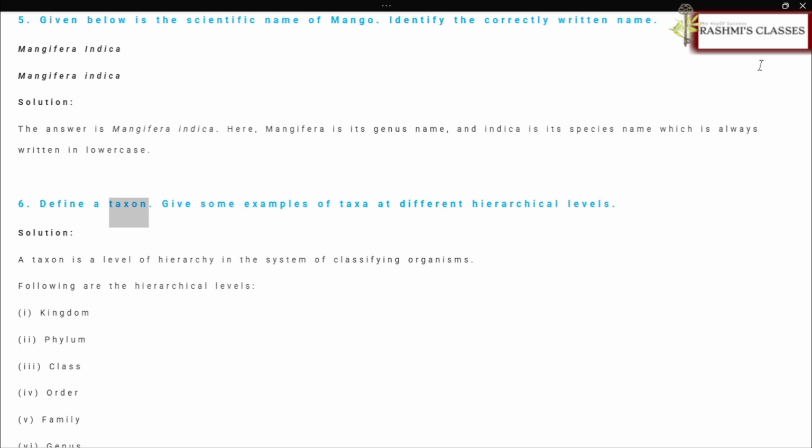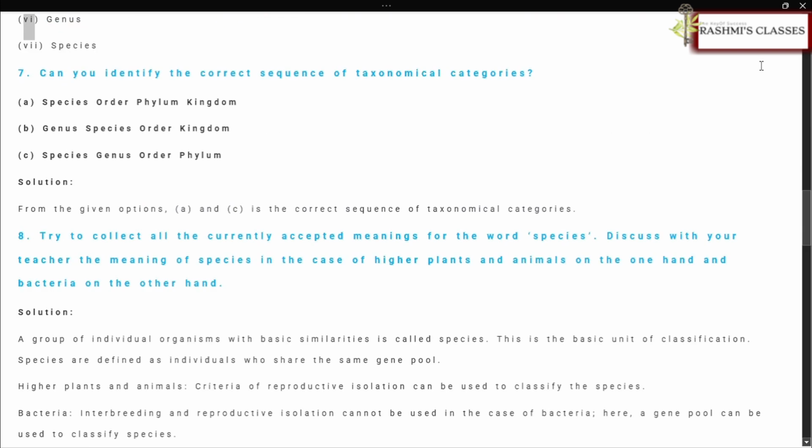6. Define a taxon. Give some examples of taxa at different hierarchical levels. Solution. A taxon is a level of hierarchy in the system of classifying organisms. Following are the hierarchical levels. 1. Kingdom. 2. Phylum. 3. Class. 4. Order. 5. Family. 6. Genus. 7. Species.